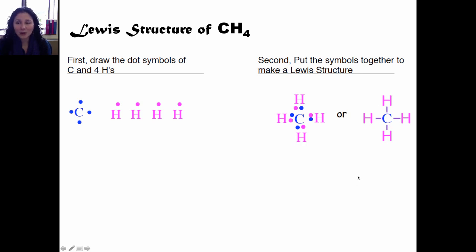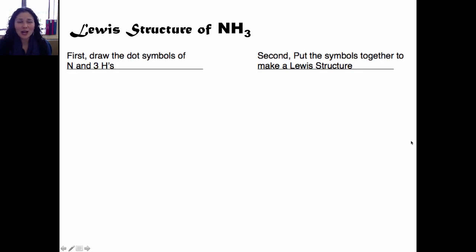So we're following our common bonding schemes, we're not violating any rules, and we're conserving the number of electrons. So this is a good Lewis structure. Now let's try another one, NH3.